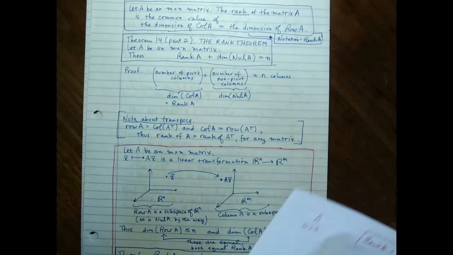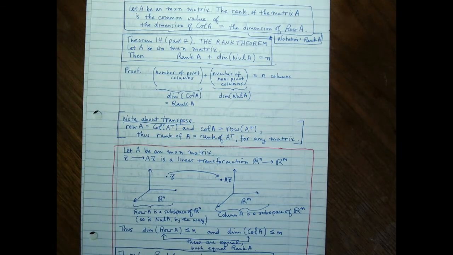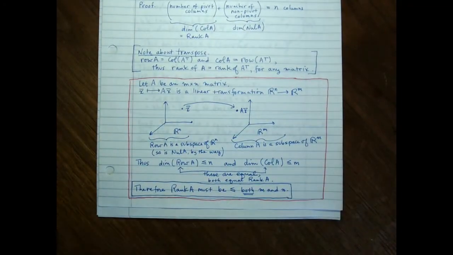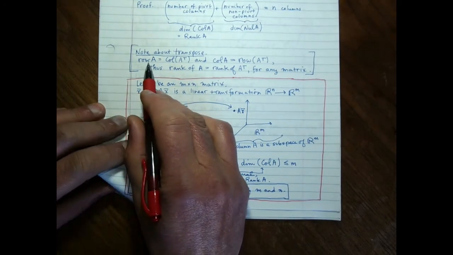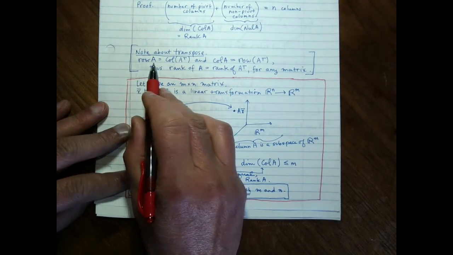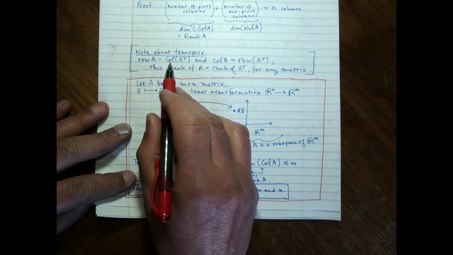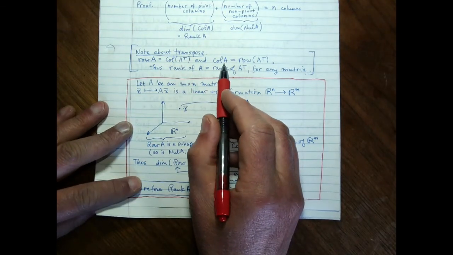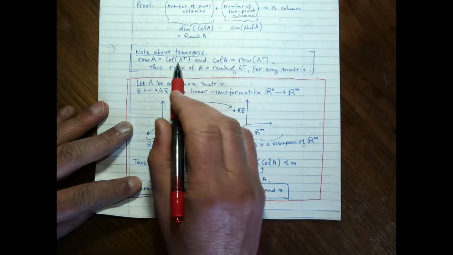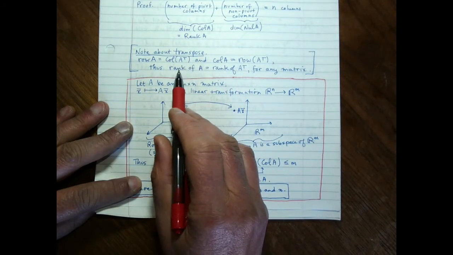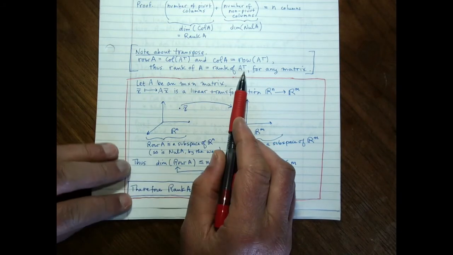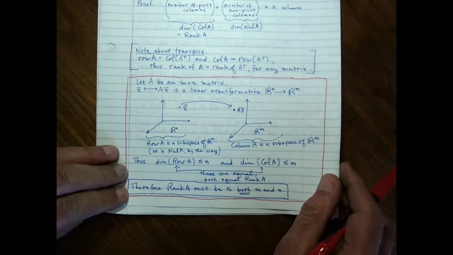A note about transpose. In fact, you can always think of the row space of a matrix, if it bothers you looking at those row vectors, we could just have called that the column space of A transpose. And actually, the column space of A is the row space of A transpose. There's this back and forth we can do between the matrix and the transpose. So what this allows us to conclude is the rank of any matrix is equal to the rank of the transpose of that matrix.